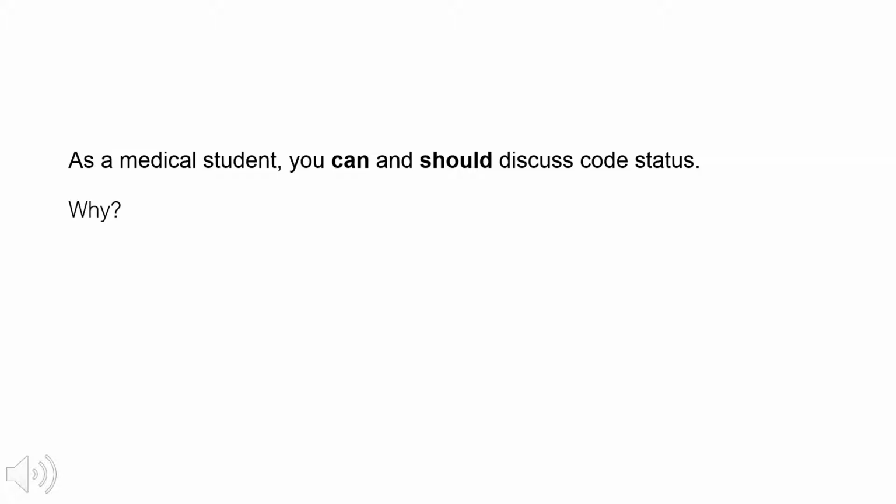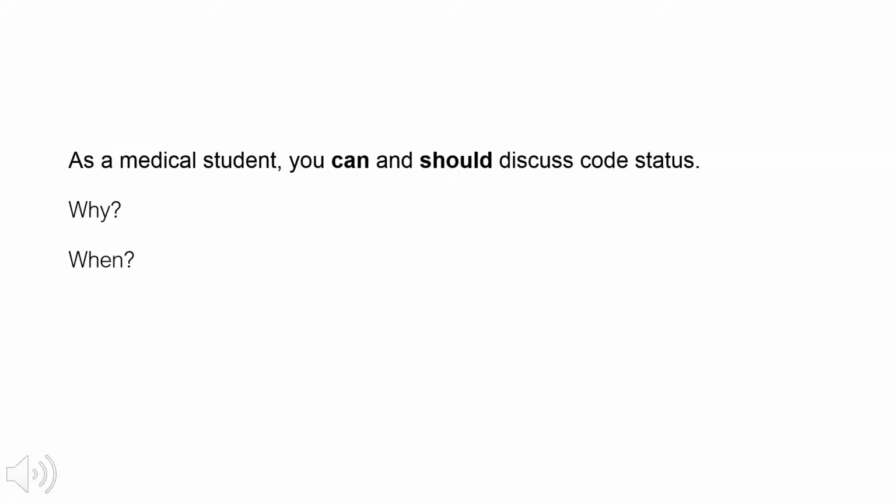First off, why ask about code status? Asking about code status is an important part of your training. Just like any other skill, the best way to become comfortable with it is to practice it. And the more you practice, the better you'll be able to handle more challenging code status discussions. Think about it this way. Do you want your first time discussing code status to be when you're flying solo as a new resident?